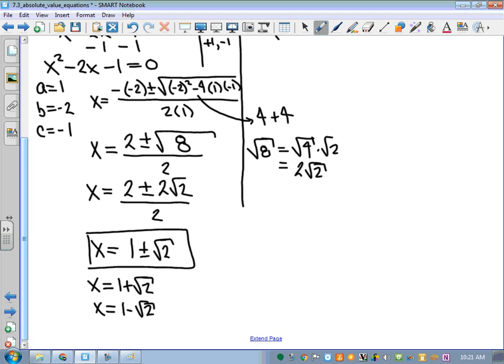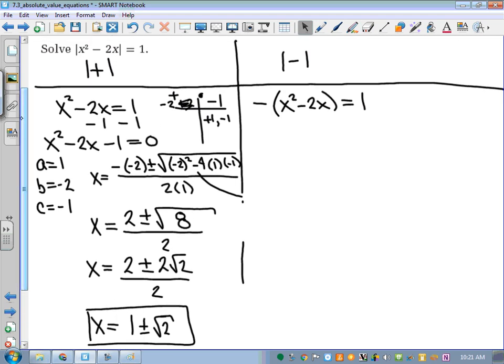Unfortunately, and that's what makes these questions difficult, that's only half the battle. We have solved only when it's the absolute value of a positive number, so we have to solve when it's the absolute value of a negative as well. And to do that, we have to distribute that negative on. I'm just going to do this in red to hopefully not mix the two techniques up. So negative times x squared is negative x squared, and negative times negative 2x is positive 2x, and that's equal to 1. Now that's still quadratic because we have an x squared and an x.